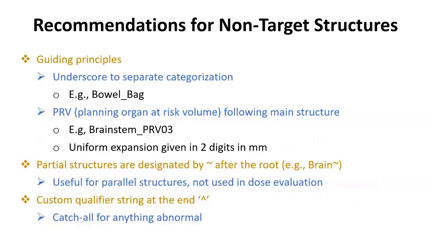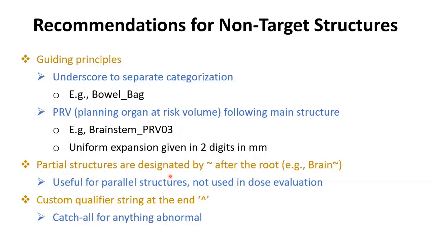Use an underscore to separate categorization, for example, Bowel_Bag. PRV, which is the planning organ at risk volume, follows the main structure. So this is how we name it. Example, Brainstem_PRV03. The 03, these last two digits, are in millimeters, and they define the expansion from your, let's say, brainstem. In this example, I'm using a PRV, planning organ at risk volume, 3 millimeters from the brainstem itself. And as I said, it is in millimeters.